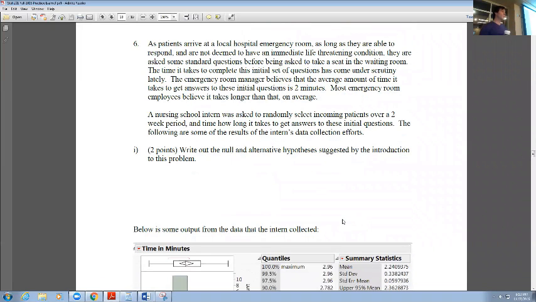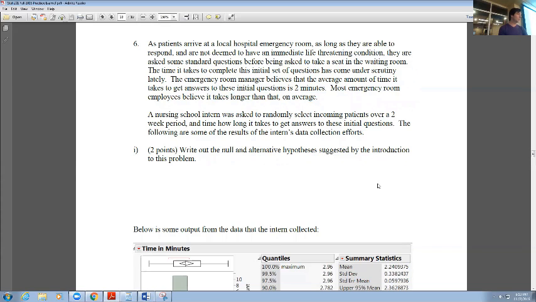So we are looking at an emergency room right here, and they're trying to see if they can get people to take the initial survey in 2 minutes. And they want to see if it takes longer than 2 minutes, so how long it takes to get the questions answered. The emergency room believes that the average amount of time it takes is 2 minutes. Most emergency room employees believe it takes longer than that on average. So the manager says it's 2 minutes, but the employees say it takes longer.